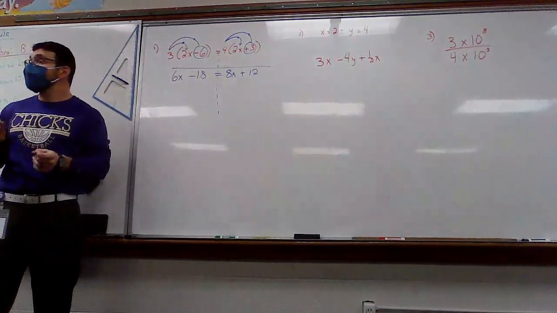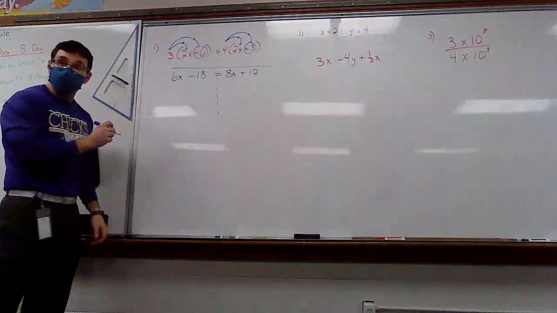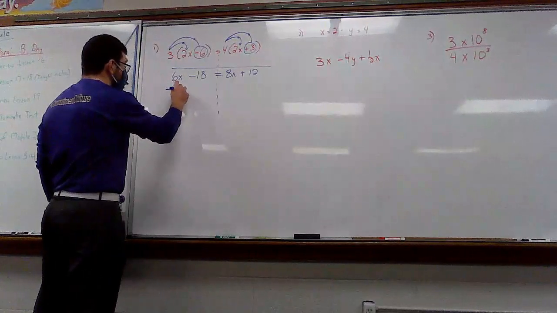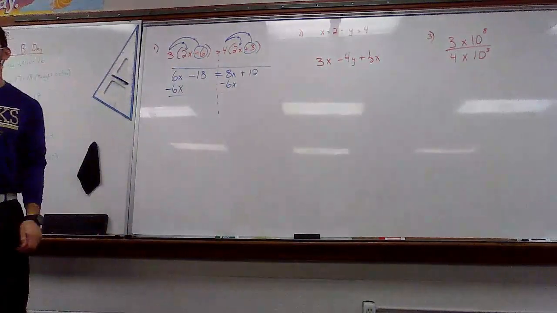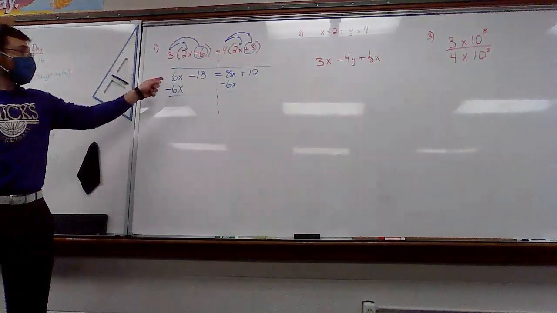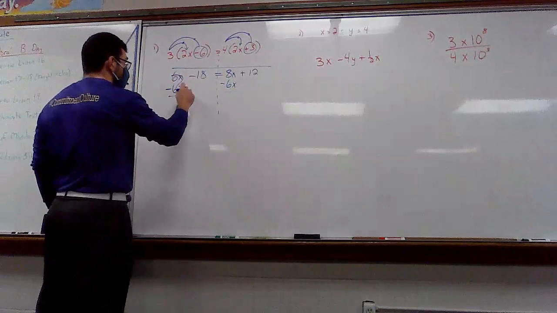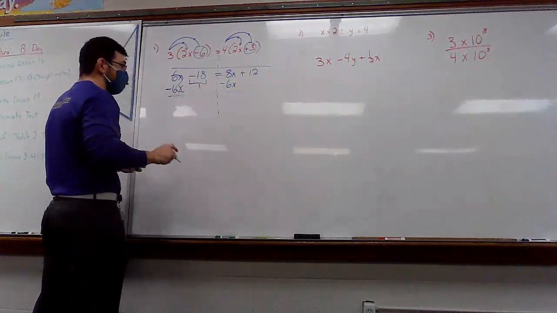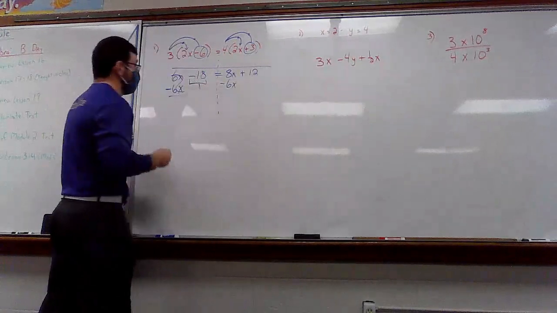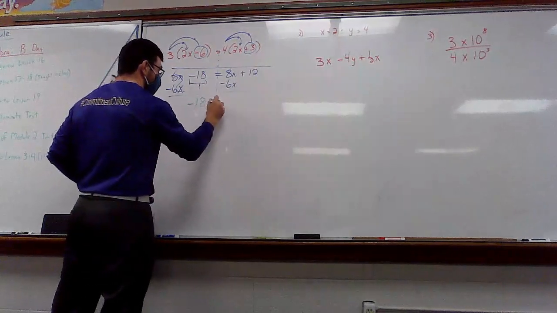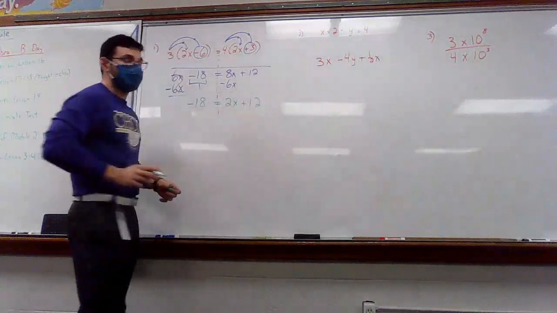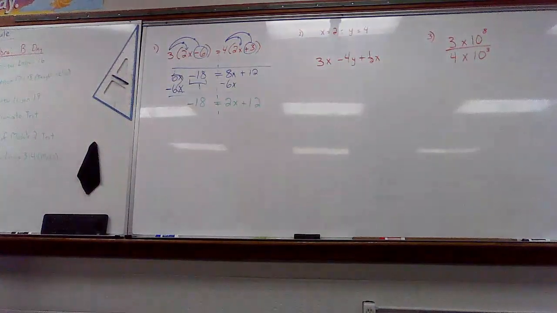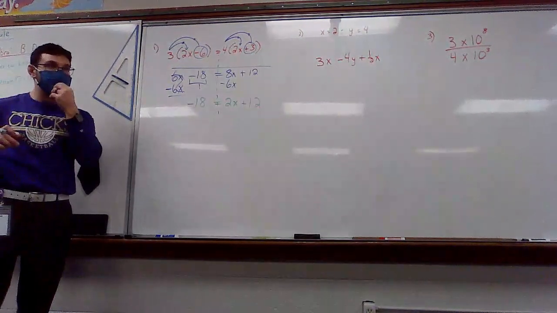So remember, we're using the inverse of addition and subtraction. Positive 6x, so I'm subtracting 6x. And even though we're subtracting 6x, this is the additive inverse problem. 6x plus a negative 6x is 0. Negative 18 comes down. That leaves me negative 18 equals 2x's plus 12. Step 5 says combine constants on opposite sides using the inverse operations of addition and subtraction.